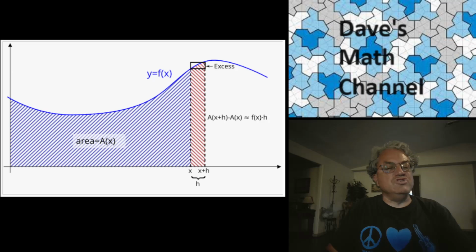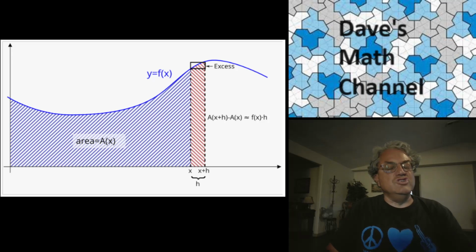So we want to know the difference between A(x+h), where h is some small number, minus A(x). And of course, when we take the derivative, we have to divide the whole thing by h and take the limit as h goes to 0. Well, let's look at the difference first. The difference in those areas, A(x+h) minus A(x), is just the area of this narrow red region.